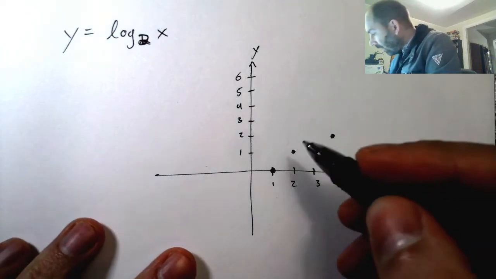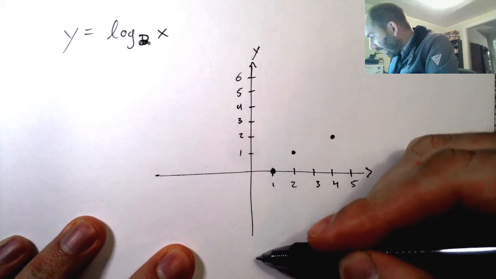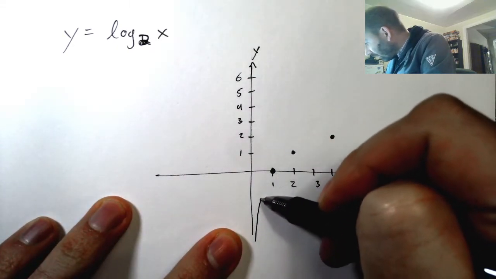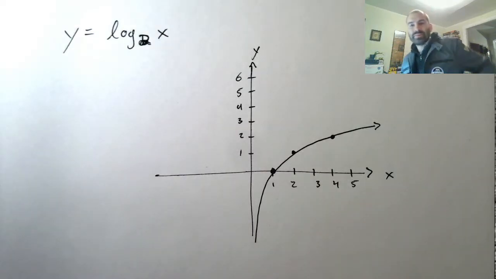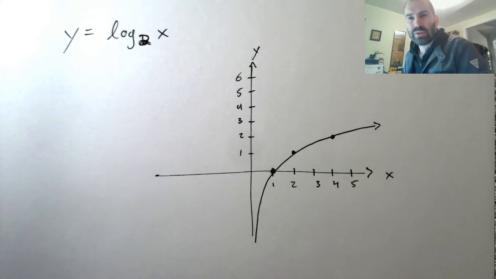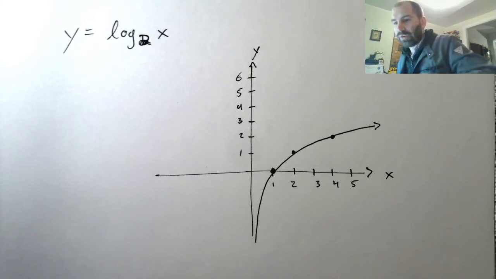And I know that the line x equals 0, the y-axis, is a vertical asymptote. So I can see that the graph looks something like this. So we can get an idea of what the graph looks like without even using any fancy graphing software, just by understanding how to compute some basic logarithms.